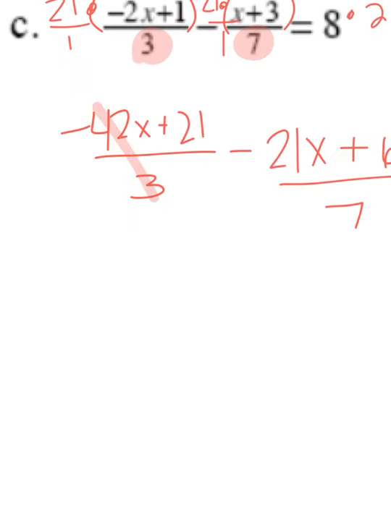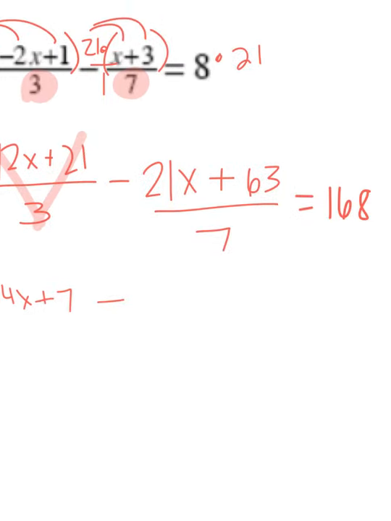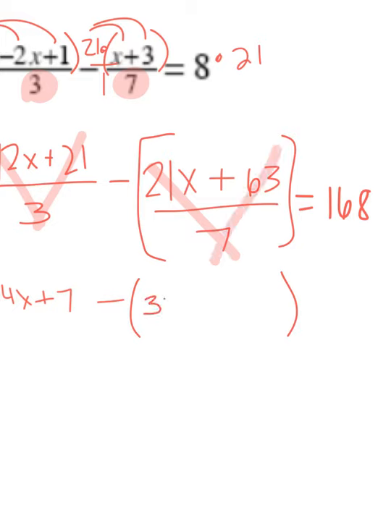42 can be divided by 3 and 21 can be divided by 3. Now it's negative 14x plus 7 minus. This whole thing is grouped. Even though the parentheses aren't there, it's kind of a trick question. I'm going to do 21 divided by 7 and 63 divided by 7. So we're going to get 3x and 9 equals 168.